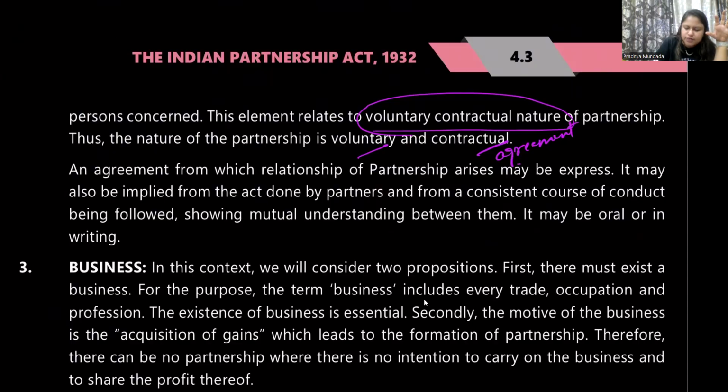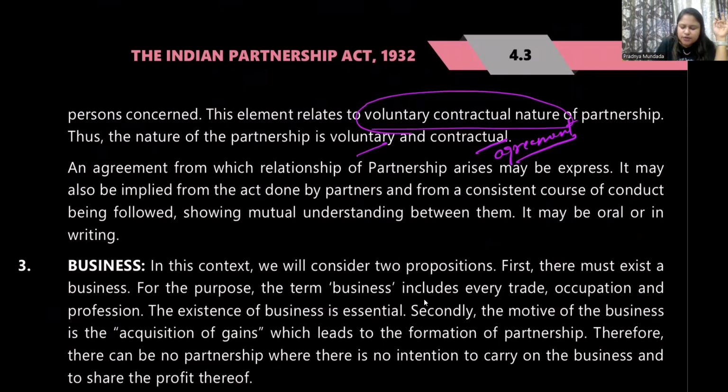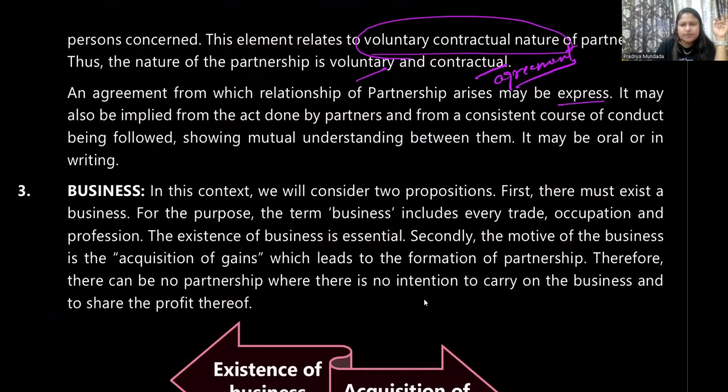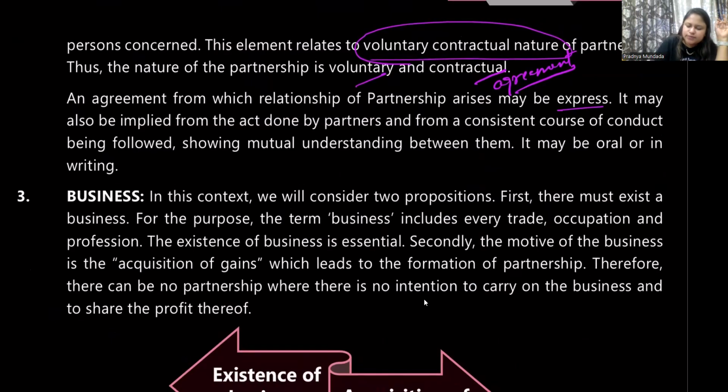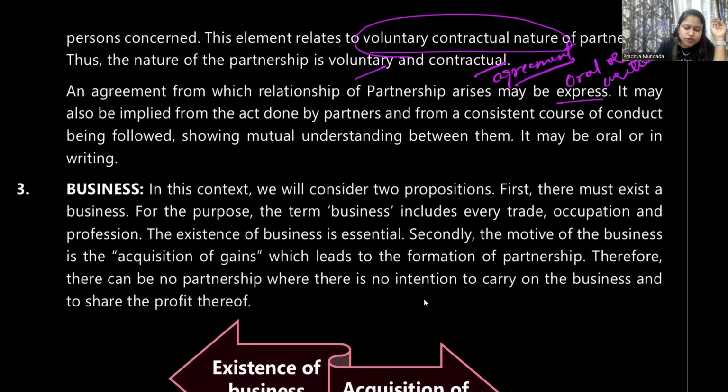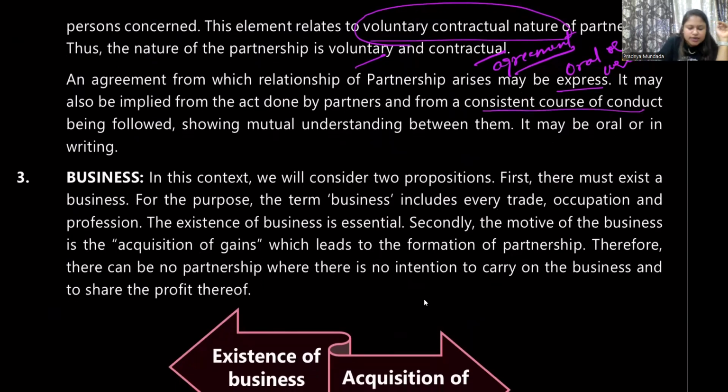Now you can understand the meaning of contract. It comes from an agreement only, and it should be voluntary, with free consent, and contractual, that is, an agreement. An agreement from which the relationship of partners arises may be either express, which means oral or written, or it may also be implied from the acts done by the partners and from a consistent course of conduct being followed. So none of you here should have a problem.